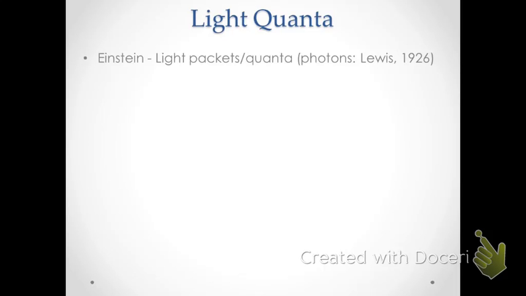And here's where Einstein steps into the picture. In 1905, Einstein at the time was a patent clerk, and it was a phenomenal year for him because he wrote and published 4 papers that revolutionized physics.